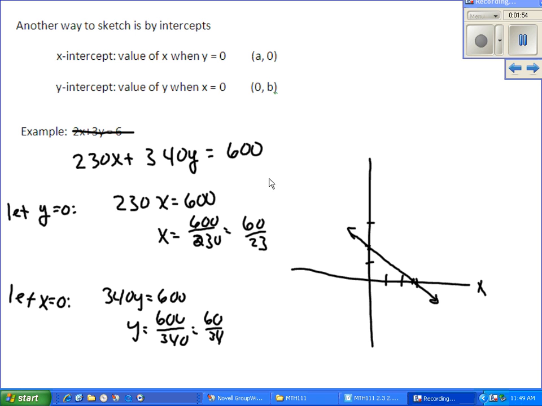So looking for the x-intercept, if we let y equal 0, that will wipe out this entire term, leaving us with 23x equals 60. Easy to solve for x. 60 over 23 would be a number just a little bit smaller than 3, so it would be about here on the x-axis, the x-intercept. And then if we let x equal 0 and solve for the y-intercept, we get 60 over 34, which is a number just a little smaller than 2, which would be about here, and we can do a quick rough graph of the function.